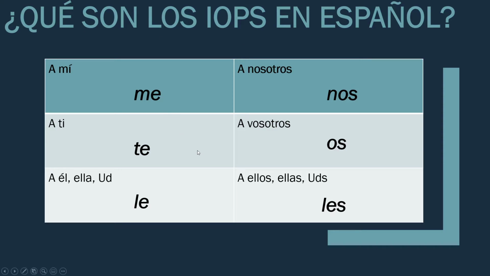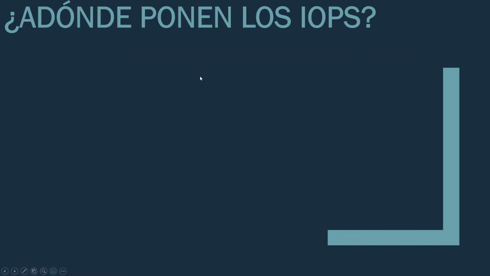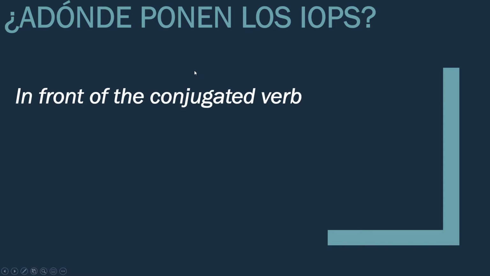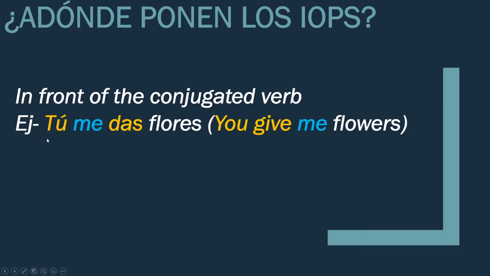The top four are just like our direct object pronouns as well as our reflexive pronouns. They are put in the same place. Where do they go? In front of the conjugated verb. Example: tú me das flores. You give me flowers. You is your subject. To me, you give flowers. It goes in front of the conjugated verb.